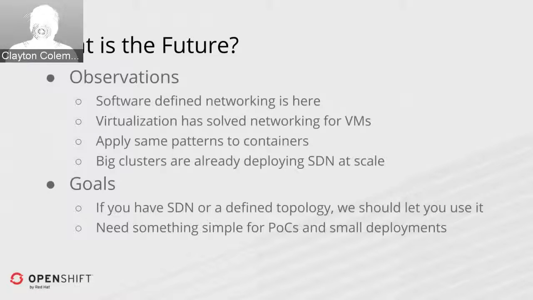So coming out of our goals is really having, if there is an SDN solution already in place in a network, we as OpenShift want to be able to take advantage of it. We might be virtualizing containers, but the network infrastructure that exists to support that is a very real solution that we don't want to ignore.